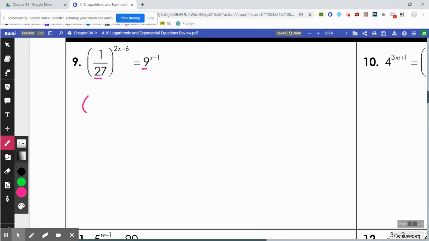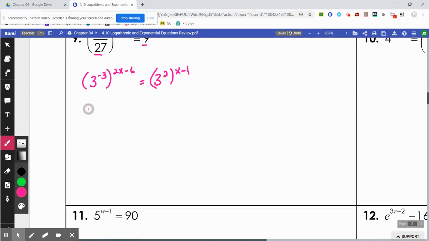27 I know is 3 to the 3rd, so 1 over 27 would be 3 to the negative 3rd. So let's write that like this. 9 is 3 to the 2nd. Let's rewrite it like that. Power to power, let's multiply. That would be 3 to the negative 6x plus 18 equals 3 to the 2x minus 2.